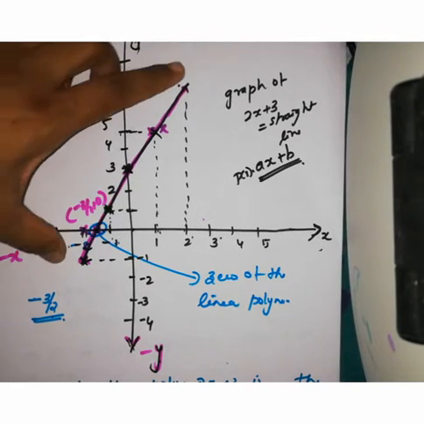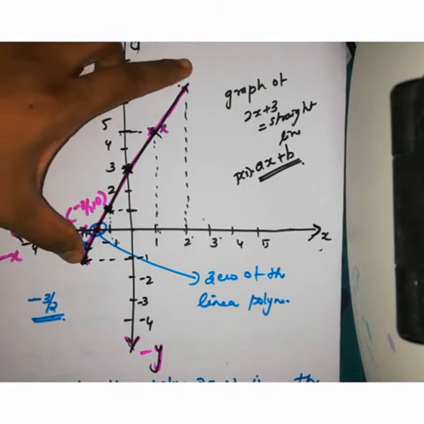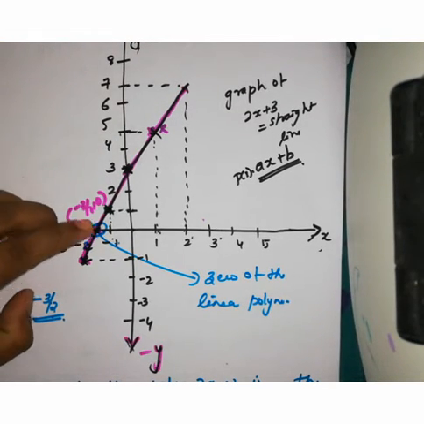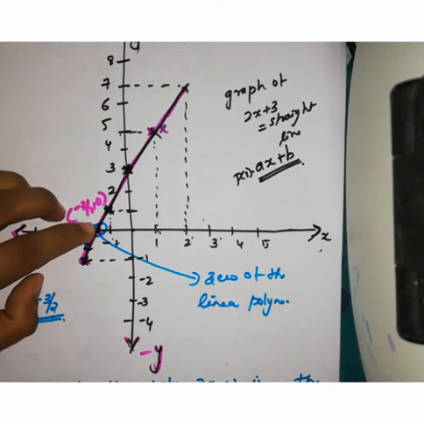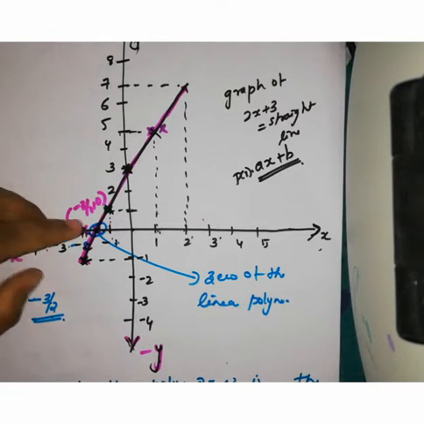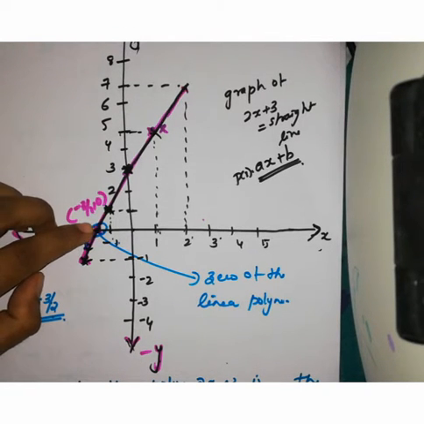So for a linear polynomial, the graph is a straight line and this graph cuts the x-axis at only one point. So we can say that this is the zero of the linear polynomial. That means it has only one zero. A linear polynomial has only one zero, where it cuts the x-axis at only one point. Clear?